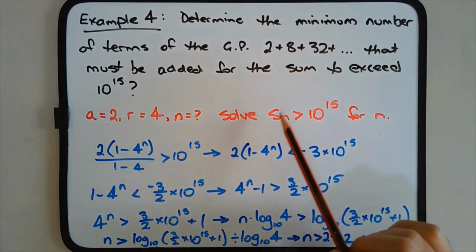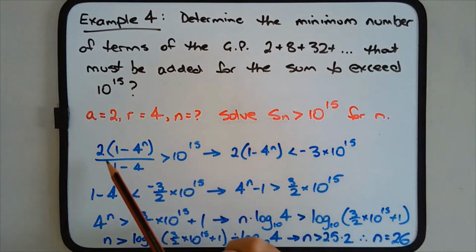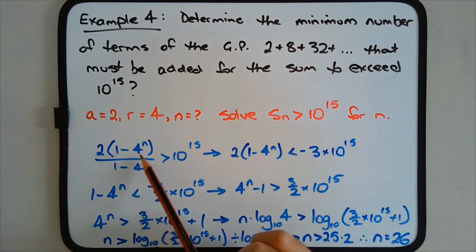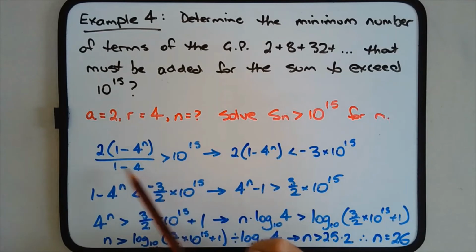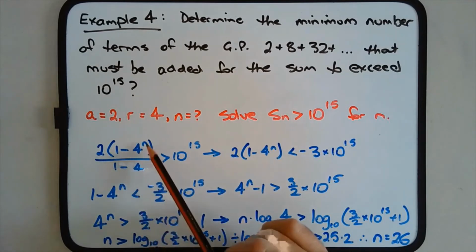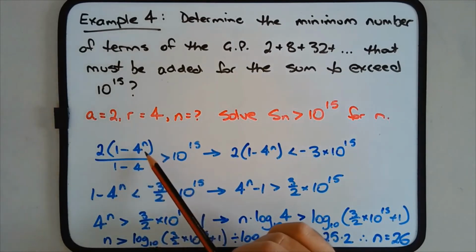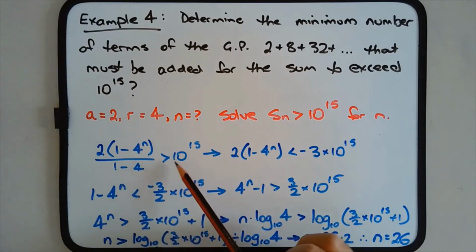So the sum of the first n terms is given by the formula 2 outside of 1 minus 4 to the power of n over 1 minus 4. So that's A outside of 1 minus r to the power of n over 1 minus r. And we're going to solve the inequality. Left-hand side is greater than 10 to the power of 15.